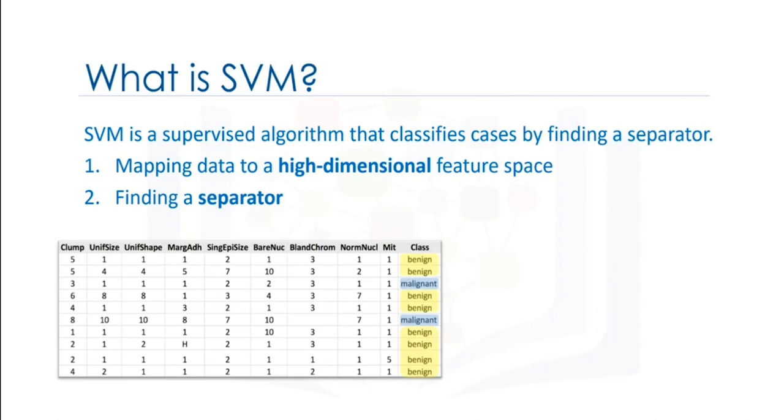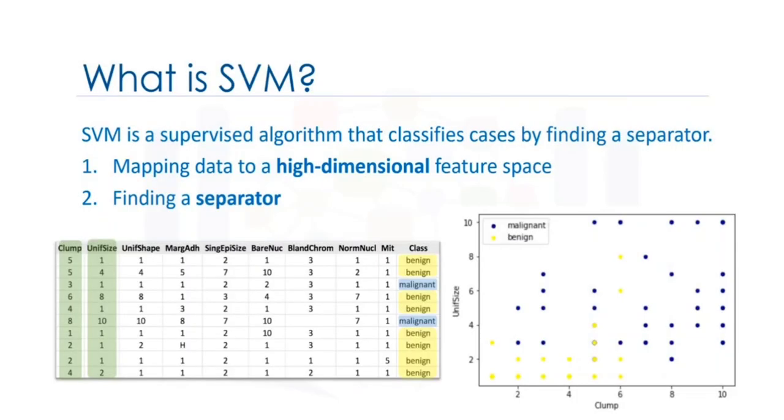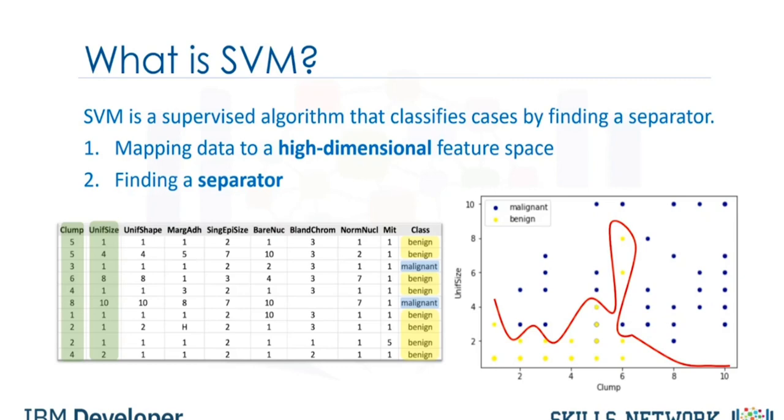Then, a separator is estimated for the data that should be transformed in such a way that a separator can be drawn as a hyperplane. For example, consider this figure, which shows a small set of cells only based on the unit size and clump thickness. As you can see, the data points fall into two different categories. It represents a linearly non-separable dataset. The dataset can be separated by a curve and not by a straight line, which is the case for most of the real-world datasets.